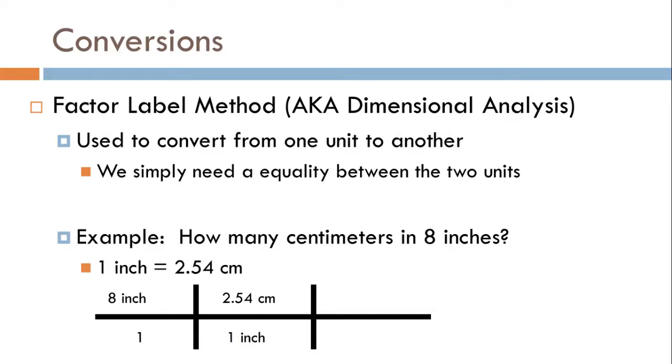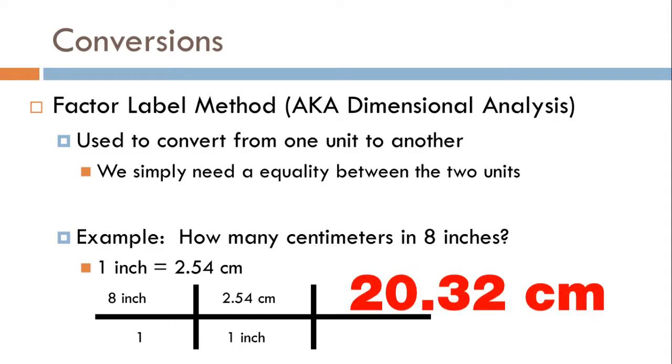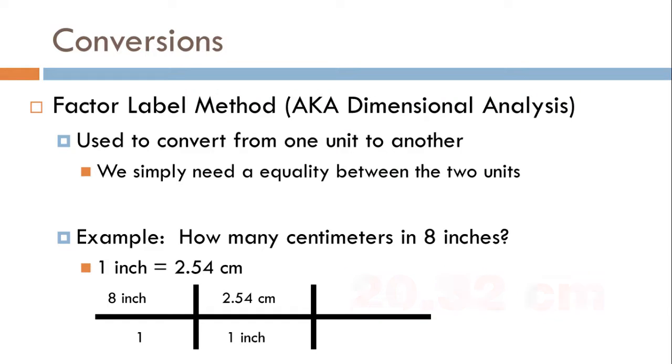All I have to do now is multiply across, and I'll get 8 inches times 2.54 over 1 times 1 inch. I'm going to cross out any labels that are both in a denominator and numerator opposite each other. So here I can cross out inches. That will leave me with just centimeters, and there is the answer right there. That is how many centimeters are in 8 inches.